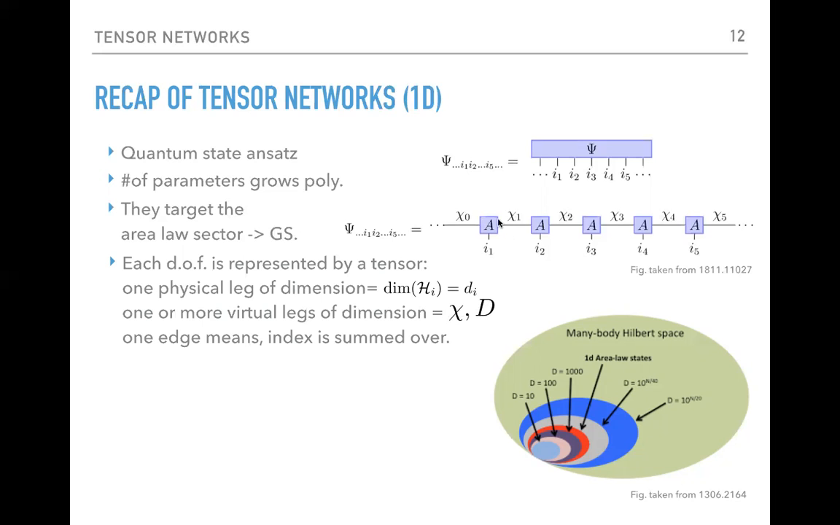And whenever we see an edge between two tensors, this means that there is a sum going on between those. This is just a pictorial way of representing the state. You put the tensors, and when you connect them, it means that this index is summed over.